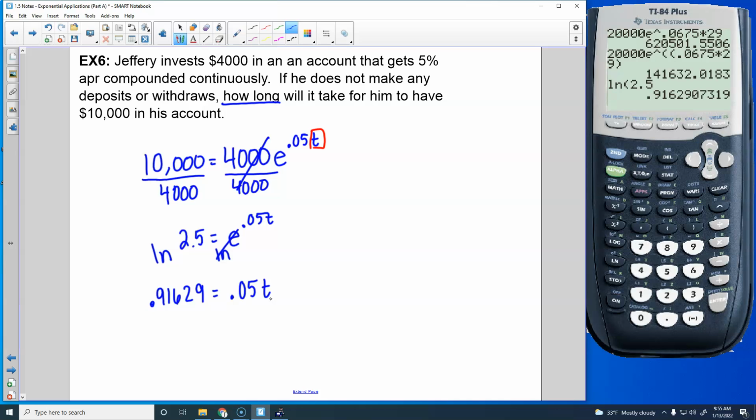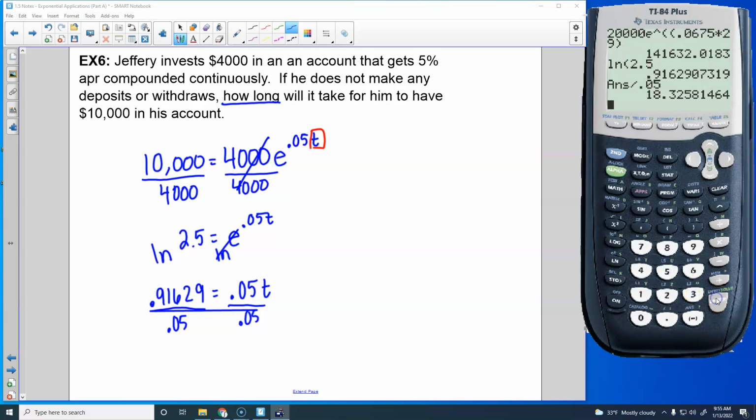And then what would our very last step be, Noelle? Very good. It's going to be like 5 multiplied by 20. So 18.326. And that would be in years.